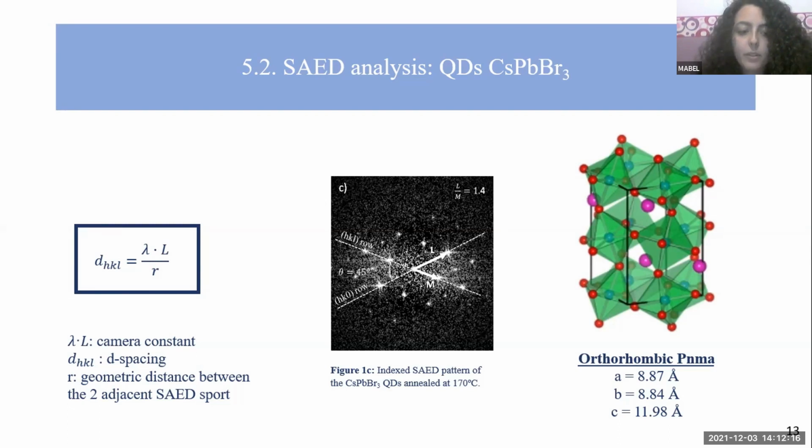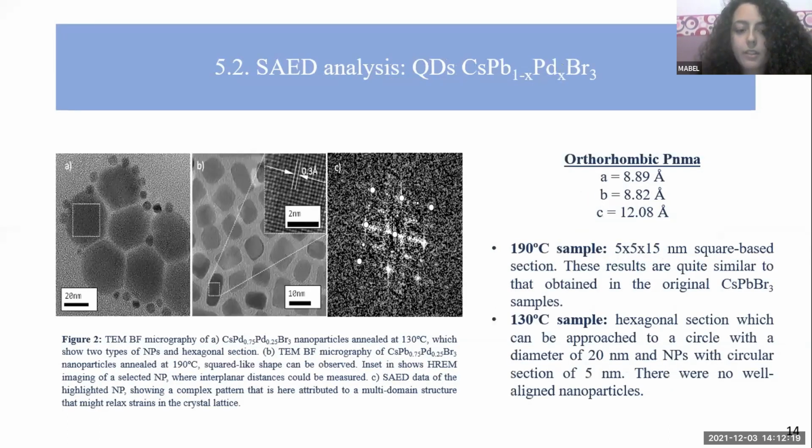By repeating this procedure, the crystalline structure of the palladium-doped samples can be determined. Concerning those samples, important structural changes are detected through the annealing process. Indeed, samples annealed at 130 degrees show nanoparticles with a hexagonal section, which can be approximated to a circle with a diameter of 20 nanometers. These nanoparticles are accompanied by other small nanoparticles with a circular section of 5 nanometers radius, shown in figure 3a.